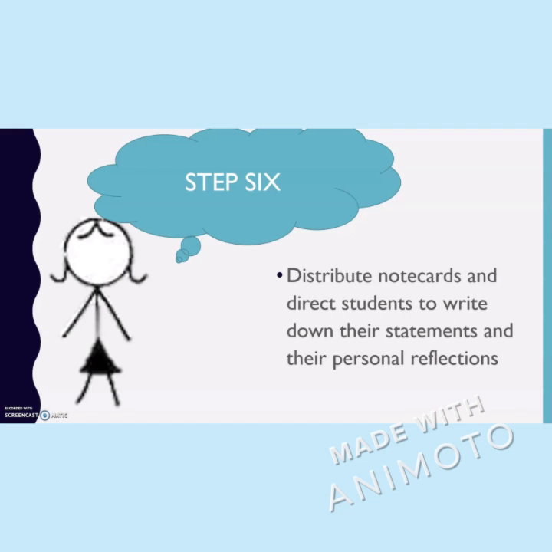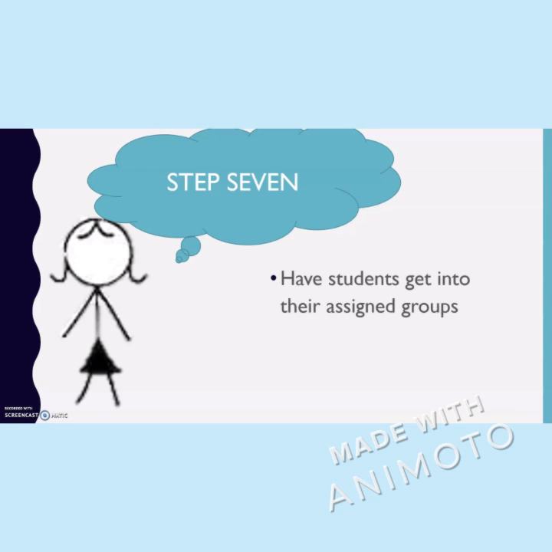Step 6, once all students have finished reading, distribute note cards and have students write down their statements, one per note card, and then on the back side of each note card, remind students that they will be writing down their personal thoughts or reflection on that statement from the text.